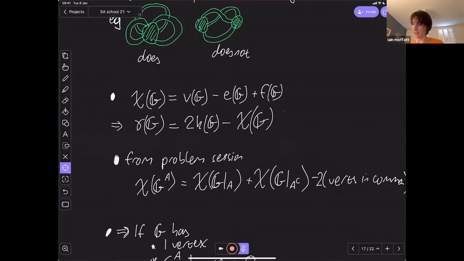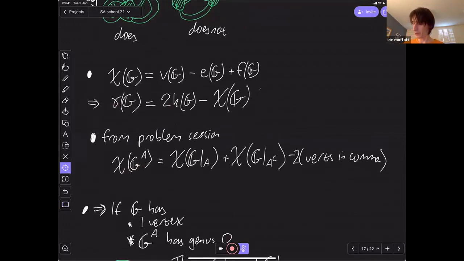And in the problem set, one of the problems is to work out the Euler characteristic of a partial dual. If I want a partial dual with respect to A, the Euler characteristic is just going to be that of G restricted to A, so just include the edges in A, that of the ribbon graph given by throwing away the edges in A, and then minus 2 times the number of vertices that these two graphs have in common.